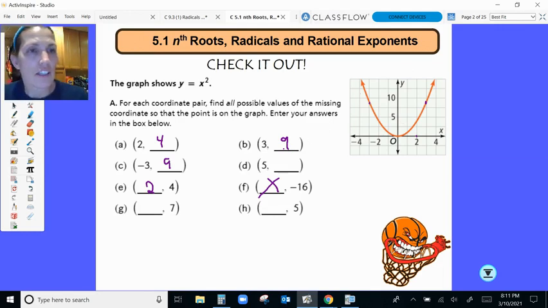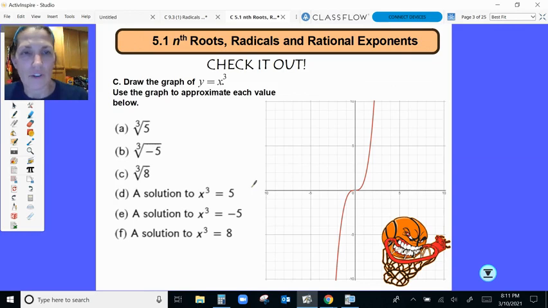Okay, so let's look at the cubic graph function. We do have a cube root of a negative number, so come down here to negative 5. What is the cube root of negative 5? It's negative 2 point something. There is a value for a negative cube root there, right?